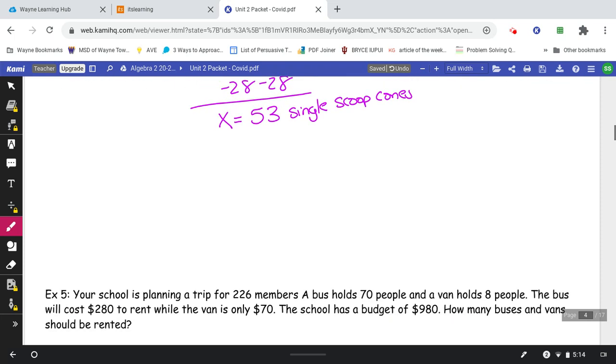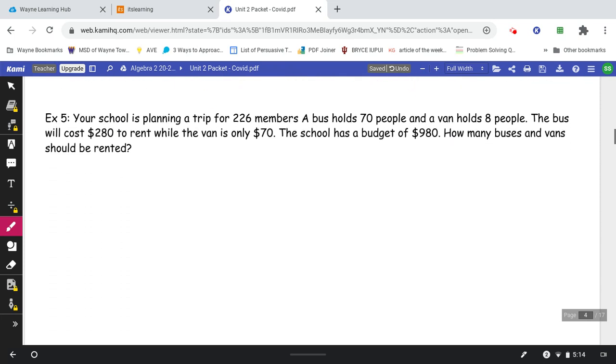All right, let's look at one more problem. I'll let you guys try to set this one up. I'm not worried about solving it, but I'm mostly just worried about you guys setting it up. If you can set it up, then we're in good shape.